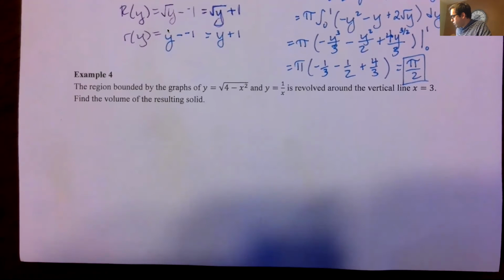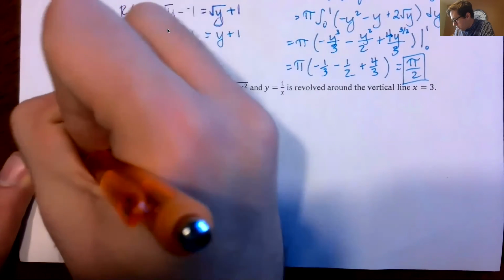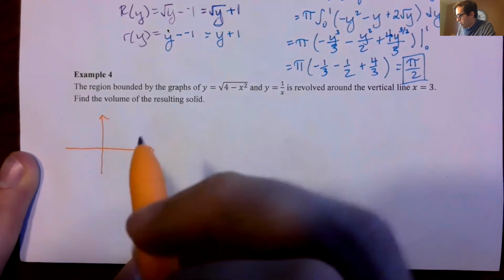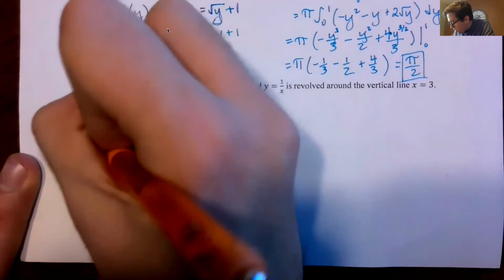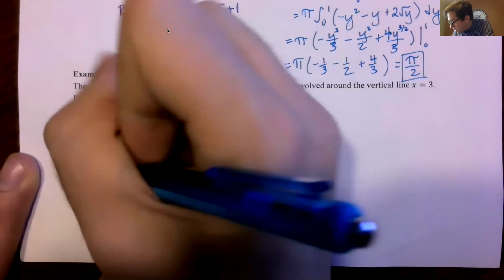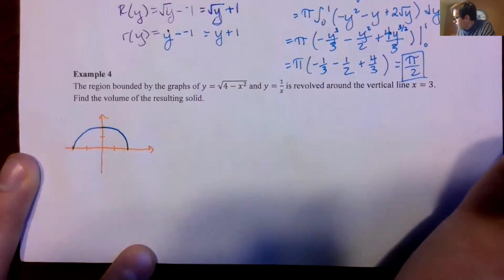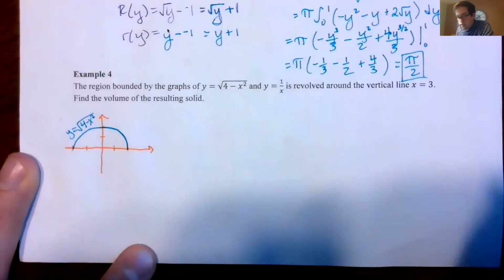So the first thing that I want to do is probably to sketch this. So I'm going to start off with my coordinate plane. And let's see, we've got the square root of 4 minus x squared. I know from experience that that's the top half of a circle with a radius 2. So I'm going to sketch that. That is y equals the square root of 4 minus x squared.